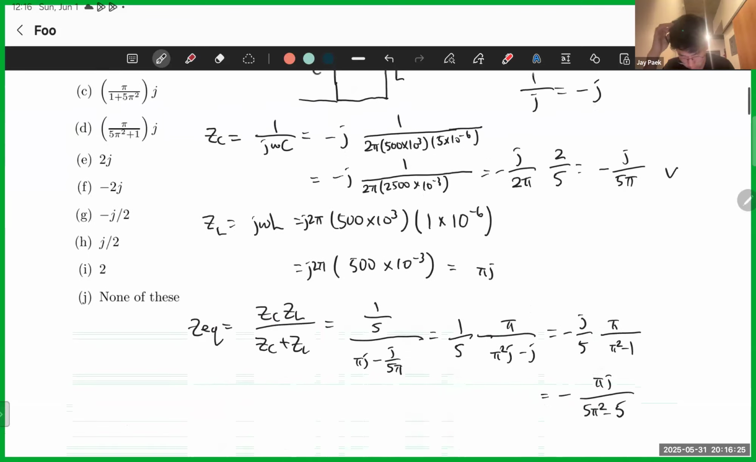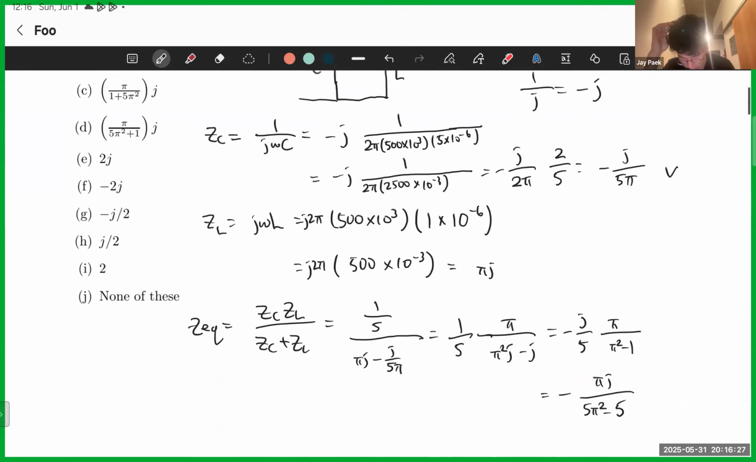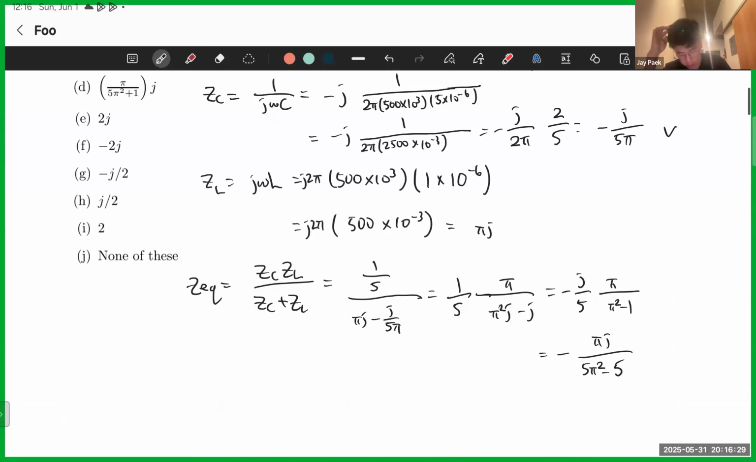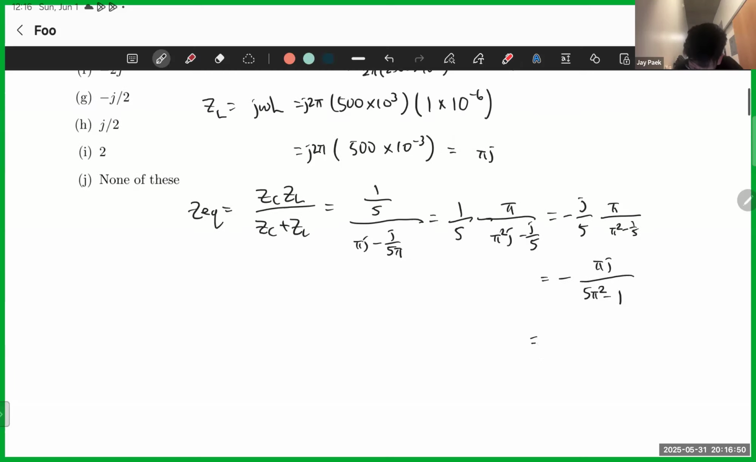That is weird. I'm off by a little. Oh, it's because I got rid of the j. Wait, did I? Yeah, I got rid of the 5 here. I only multiplied by pi. Yeah, I multiplied top and bottom by pi, not 5 pi. So I forgot to keep this numerator down here. Okay, there we go. That's just a little bit of rough algebra.